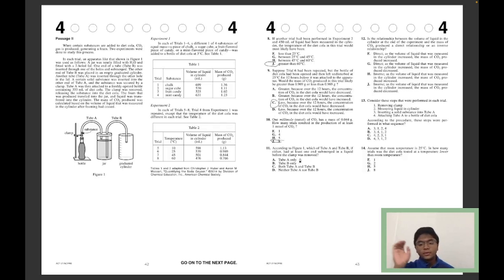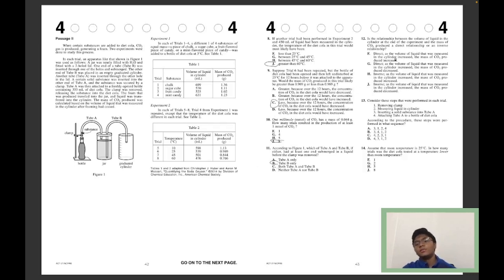According to figure 1, which of tube A and tube B, if either, had at least one end submerged in a liquid before the clamp is removed? Well, it doesn't look like tube A has an end submerged in either liquid, but tube B does, right there. So the answer should be tube B only.